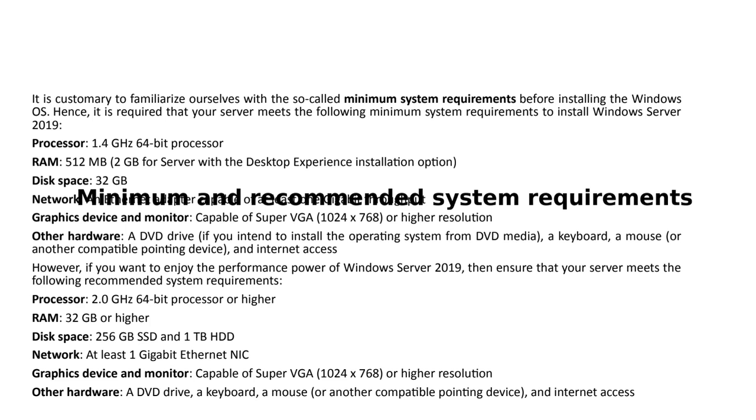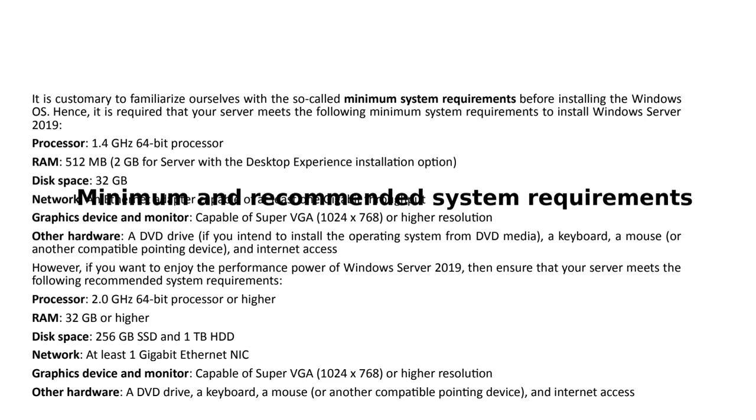Now we need to know the minimum requirement for Windows Server and the recommended requirement. Minimum means without it, it will not work. So the RAM should be 512 megabytes, the processor 1.4 gigahertz, and so on. But this is the minimum. That means your server will barely work. It will be very slow. You cannot put anything on it, any application.